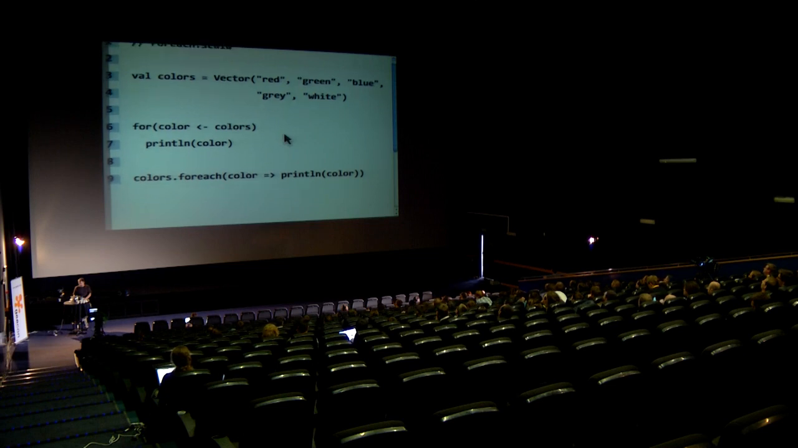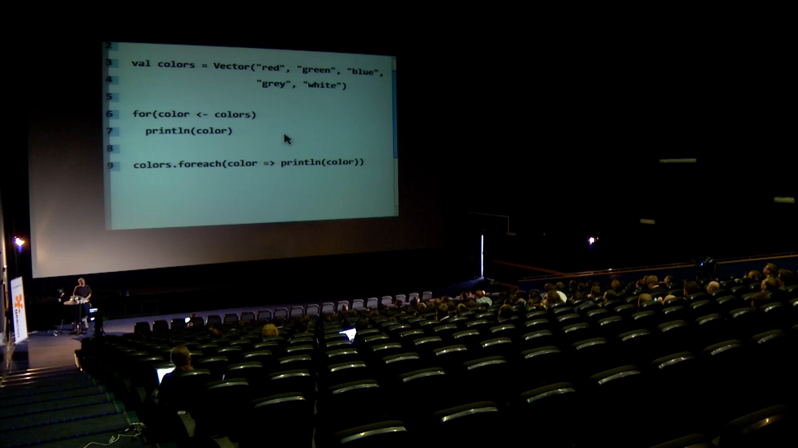Okay, so as a little taste of functional programming, I'll introduce the for each construct. So we've got a vector of strings, and I can do the thing that I've done before with the for loop. For color gets each element in colors, print it. But the vector and pretty much all of the collections have a for each operation as well.